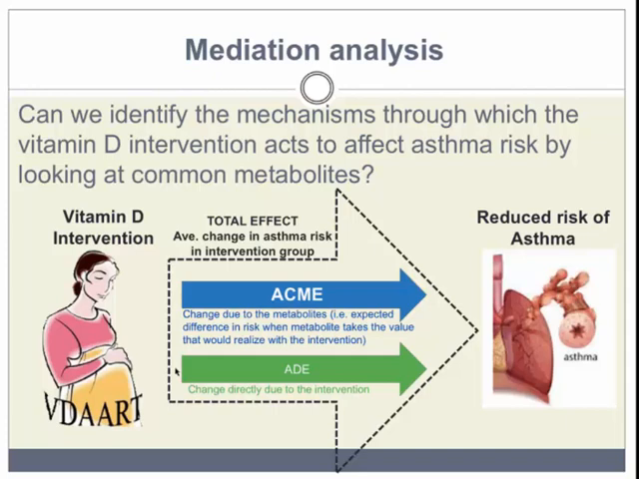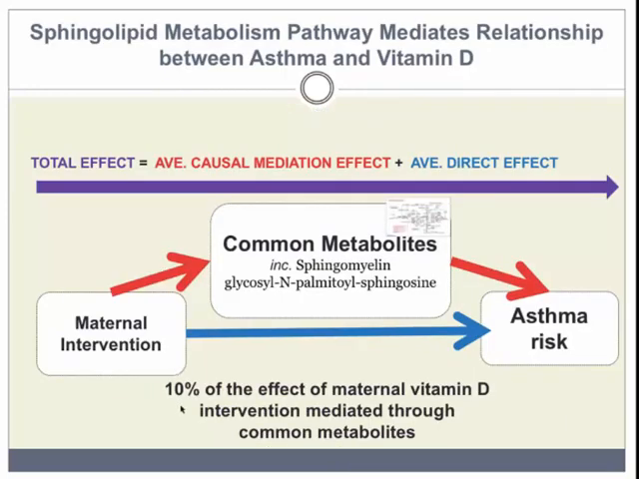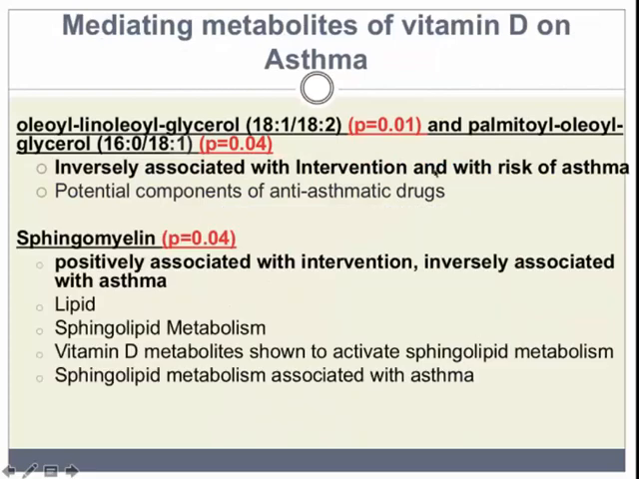And really, mediation analysis is answering this question: can we identify the mechanisms through which vitamin D intervention acts to affect asthma risk by looking at these common metabolites? And by golly, when we do that, what we actually see is, yes, we can. We can identify specific metabolites that vitamin D seems to be operating through to cause asthma risk. And specifically, these are the 2 groups of metabolites.